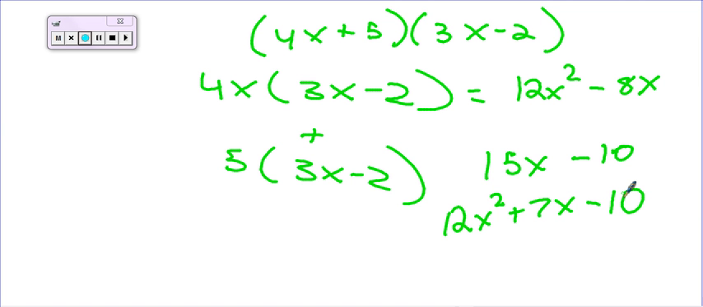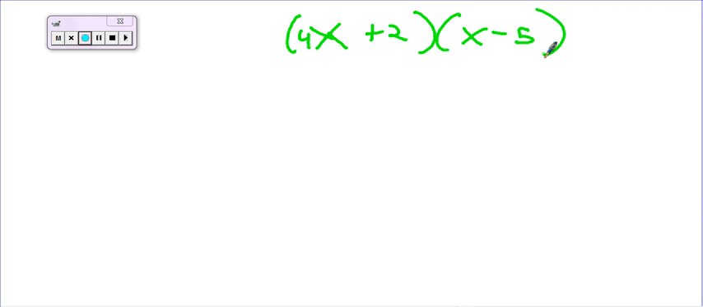All right, there's another way that we can do these. And this is for binomials, by the way. Polynomials that have two terms, so binomials. So here's another one: 4x plus 2 times x minus 5. All right? Two binomials. Here's another way I can write these.